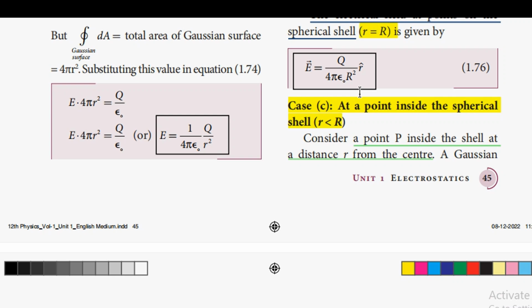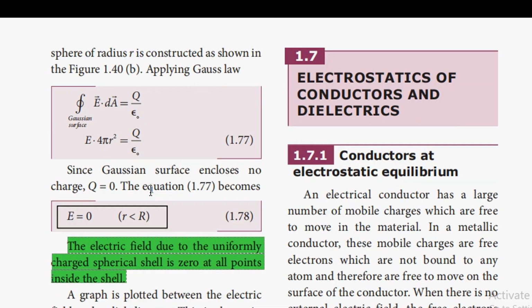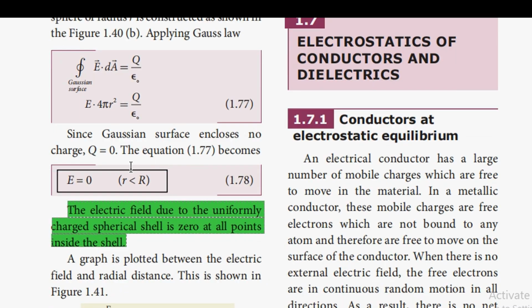This is the equation. Now you can consider a point inside the spherical shell such that r is less than capital R. For this, let us consider a point P inside the shell at a distance r from the center, where a Gaussian sphere of radius r is constructed as shown. Applying Gauss law, we have the integral of E dot dA equal to Q by epsilon naught. So E into 4 pi r squared equal to Q by epsilon naught. Since the Gaussian surface encloses no charge, Q is equal to 0. So equation 1.77 becomes E equal to 0 for the case r less than capital R.